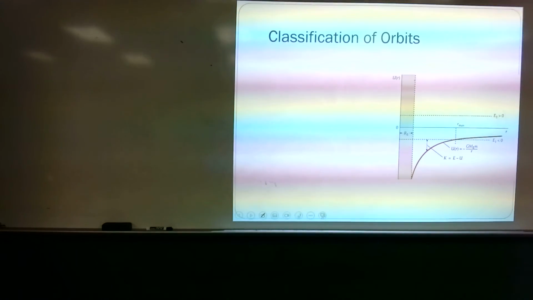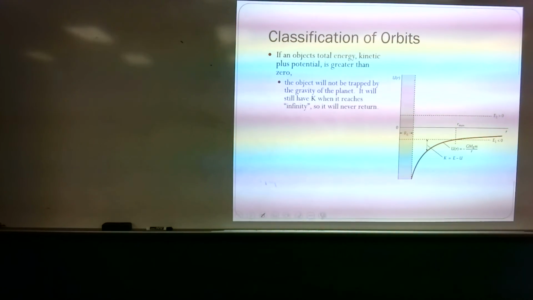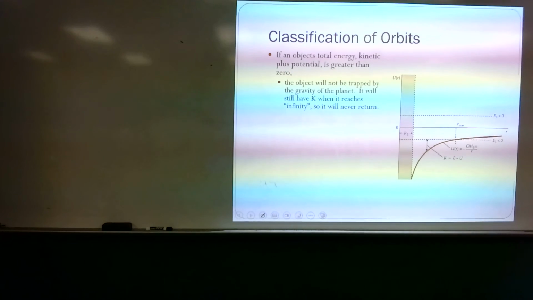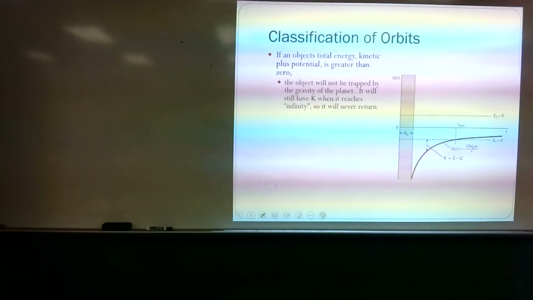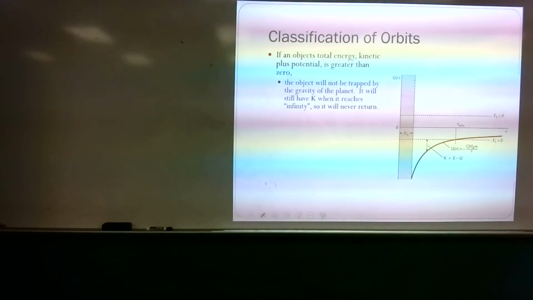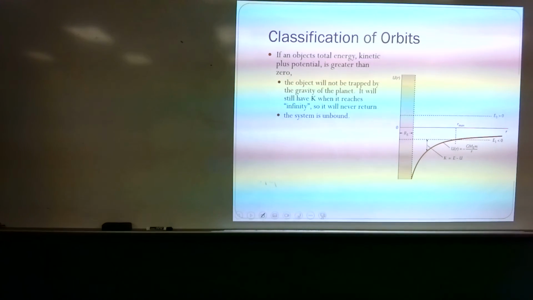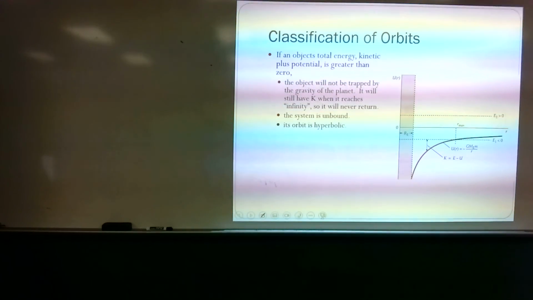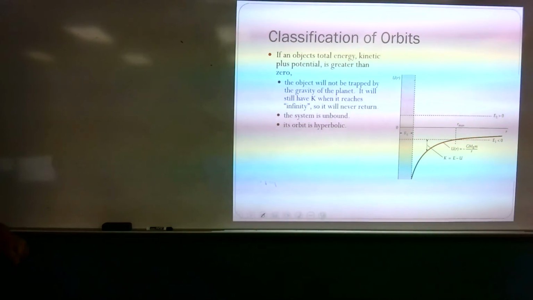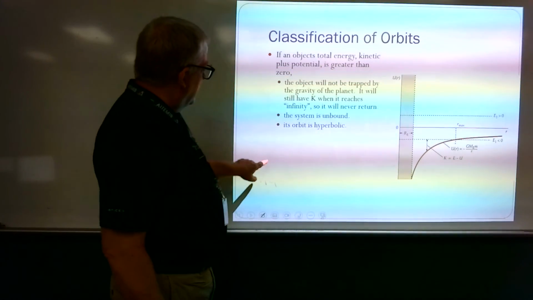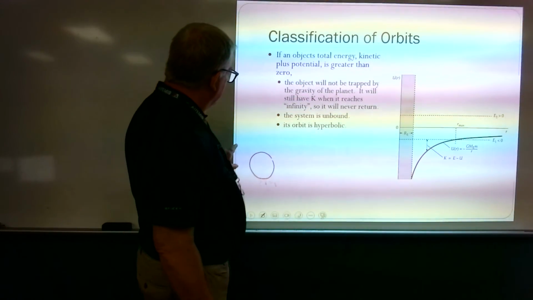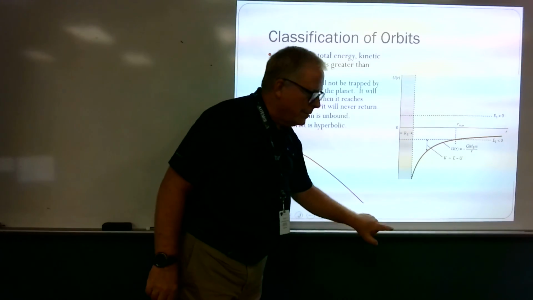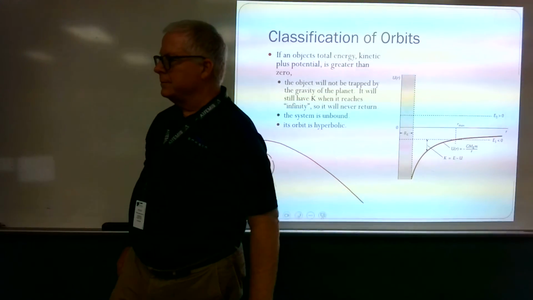So our categories are, if the object's total energy, kinetic plus potential, is greater than zero, that's going to be an unbound orbit, or we can say if the orbit is hyperbolic. Hyperbolic in the sense that if this is your object here, it's going to just kind of pass by and keep going.